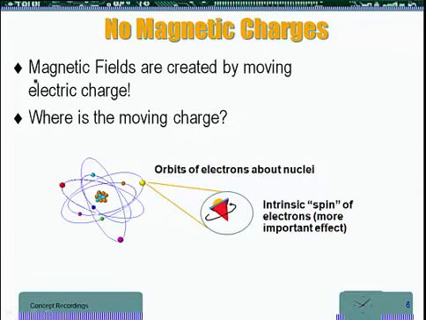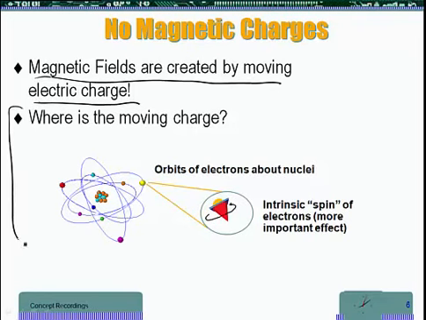As we will see in this chapter, magnetic fields are created by moving electrical charges. To have a magnetic field, you need a charge that's moving. And if we look at the level of the atom, we have moving charges. We have electrons that orbit the nucleus of the atom. So that is actually a moving charge that results in a magnetic field.